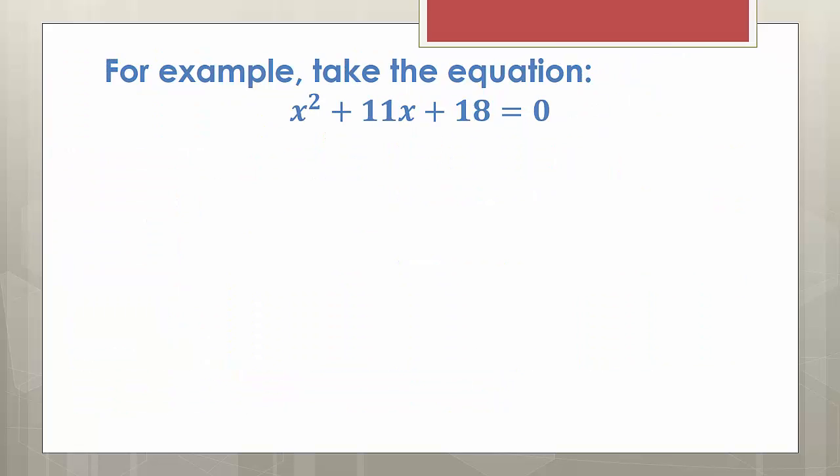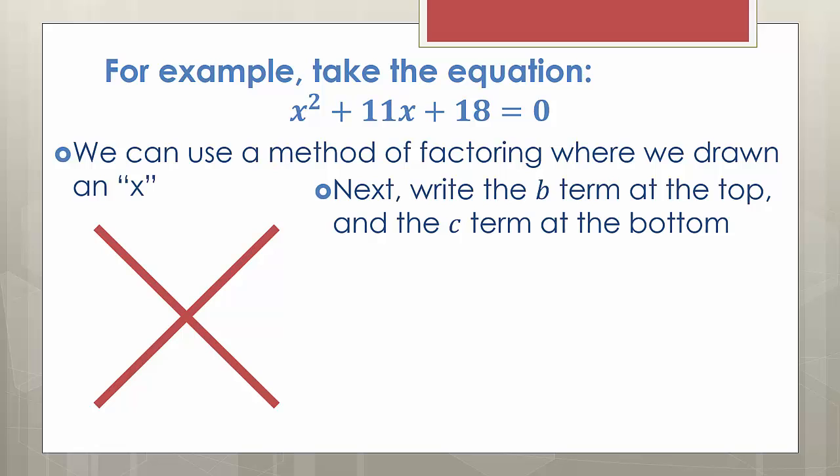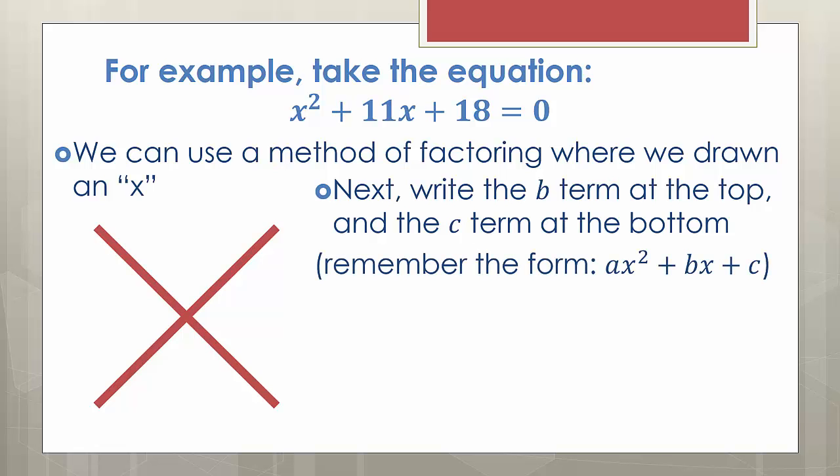For example, take the equation x squared plus 11x plus 18 equals 0. We use a method of factoring. You draw an x, okay? And you're going to take the b and put it on top, and the c on the bottom. If you need a reminder as to what b and c are, your b is right there and your c is right there. And if I refer to a, that's the lead coefficient. Whatever number is in front of the x squared is your lead coefficient. So we'd put the 11 on top and the 18 on the bottom.